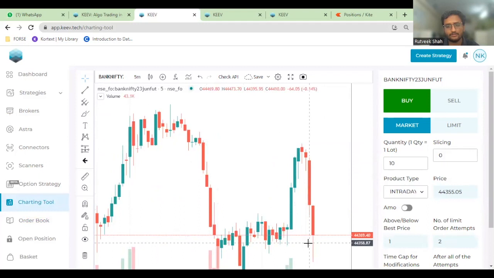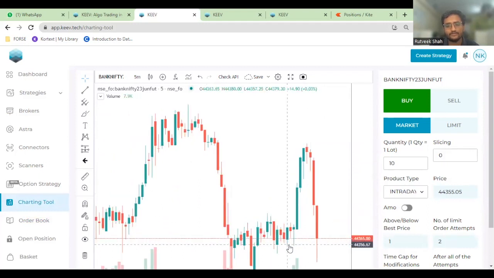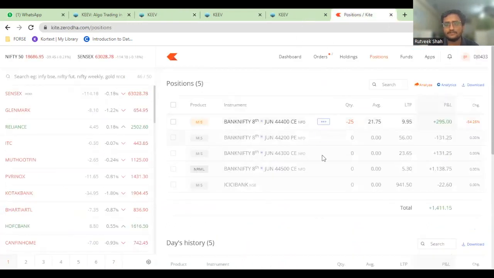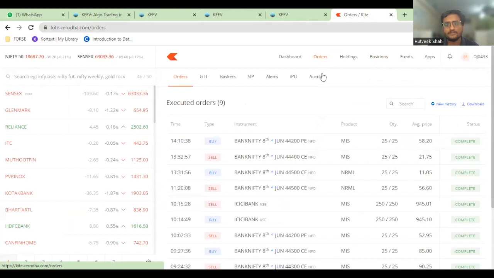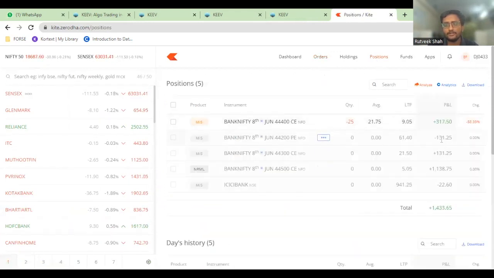This triggered our stop loss, which was placed near 44,350, and because of which our position has been exited, as you can see here. So we'll check from our orders. Our position was exited at 58.2. So here we booked a loss of approximately 131 rupees. But at the same time, we are still earning profit from the 44,400 call sale of approximately 300 something rupees.